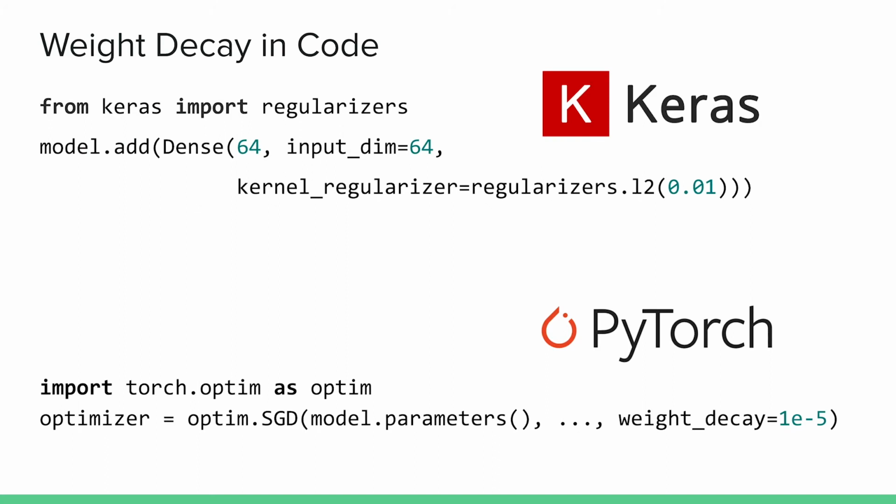Weight decay in practice, for example with Keras, is that you basically just specify in your layer kernel regularizer and you say, well, take the L2 norm, that's basically weight decay. For PyTorch, there is a specific parameter called weight decay, and you just specify that one parameter that says this alpha value of how fast your weights decay towards zero.